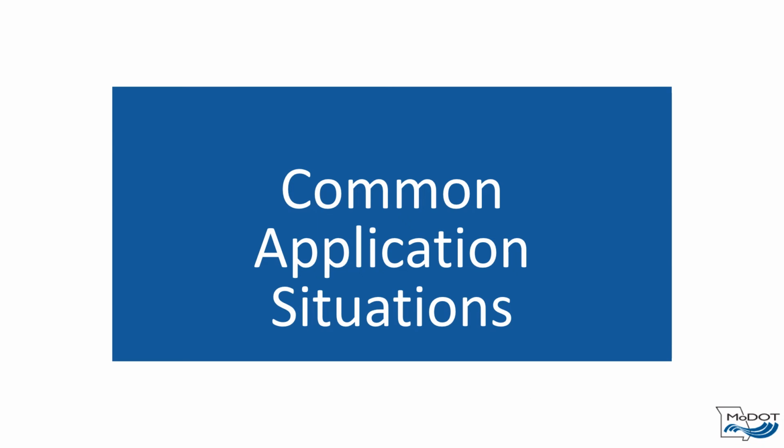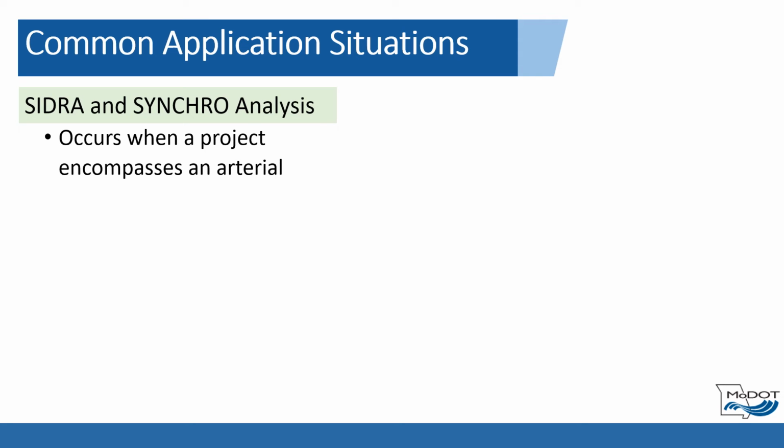Now, let's overview common application situations where SIDRA is paired with other analysis tools, such as Synchro and Vissim. SIDRA and Synchro can be used when a project encompasses an arterial roadway segment that is operating under capacity with multiple intersections. SIDRA can be used to analyze roundabouts. However, it is often used as a complementary tool to analyze roundabouts, including in a corridor with other intersections.